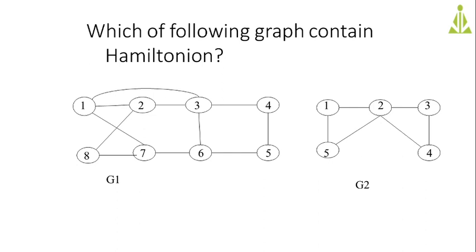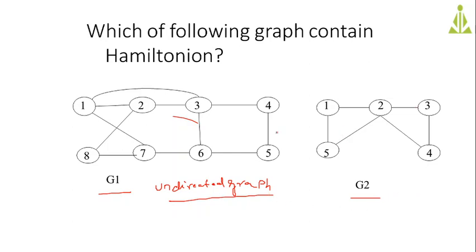So this is a graph. Two graphs are here, as you can see on the screen, G1 and G2. G1 has 8 nodes, 1, 2, 3, 4, 5, 6, 7, 8, and all are connected. This is called an undirected graph, because it does not have any arrow showing where it is going. We can go from 1 to 2 or 2 to 1. So this is an undirected graph.